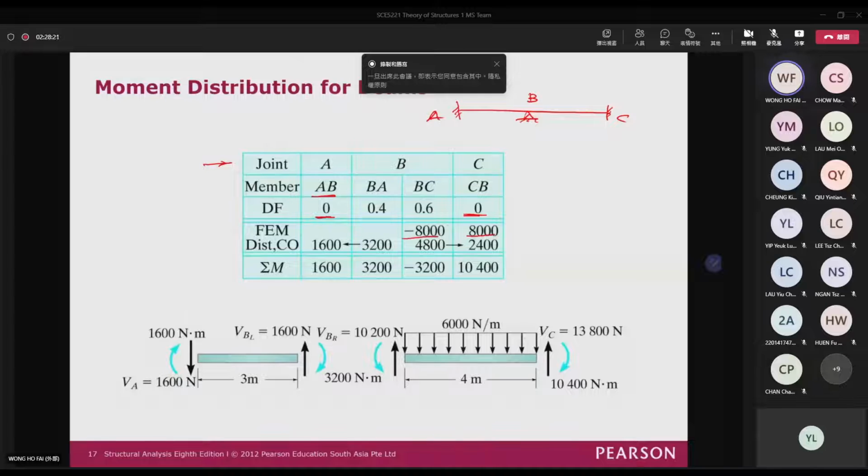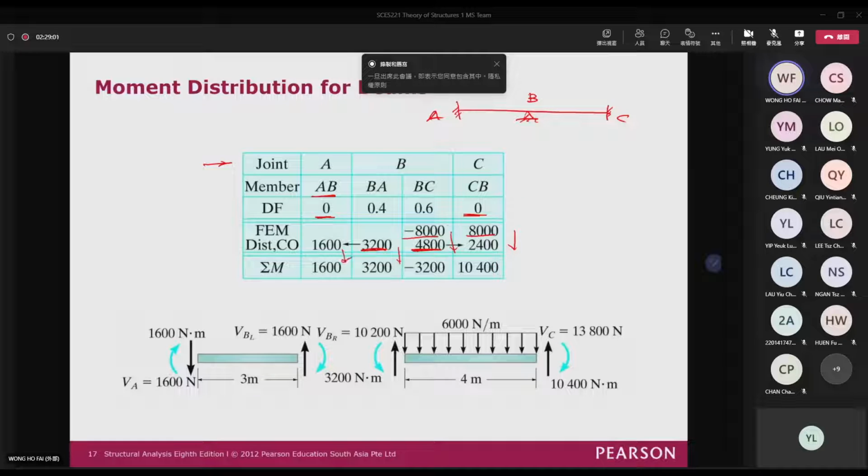And 8,000 applied at the member end CB. In order to balance this moment, we need to add back 8,000 at the joint B. If you add back 8,000, you will make the moment 3,200 on the left-hand side and 4,800 on the right-hand side of the joint. And then don't forget that this will distribute half of the moment to the other side. Once you do that, all the joints are in equilibrium. And then you just add all of them together.